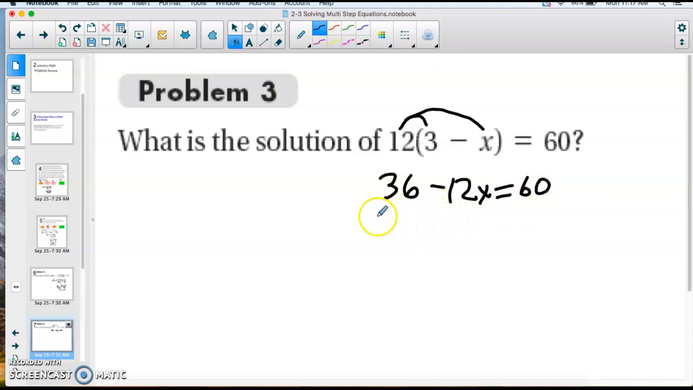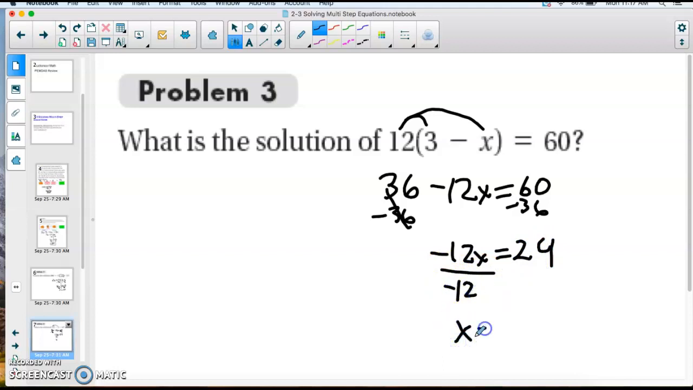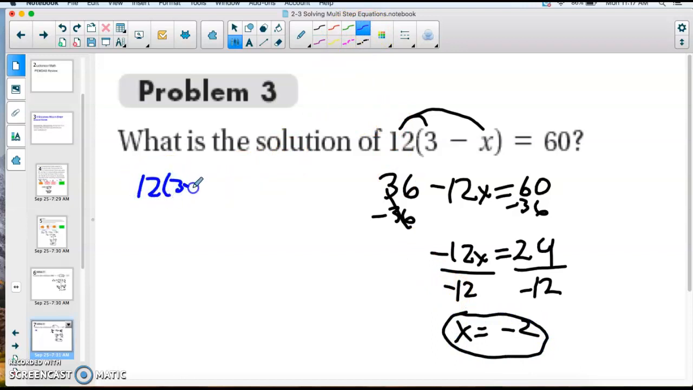And then in this case, you're going to subtract 36 from both sides. You're going to be left with minus 12x, and then 60 minus 36 gets you 24. And then you would divide by negative 12. You're left with x, and 24 divided by negative 12 is negative 2 as an answer. So that's one way you can do it. Let me change colors here. The other way you can do it is when you just start off with this.